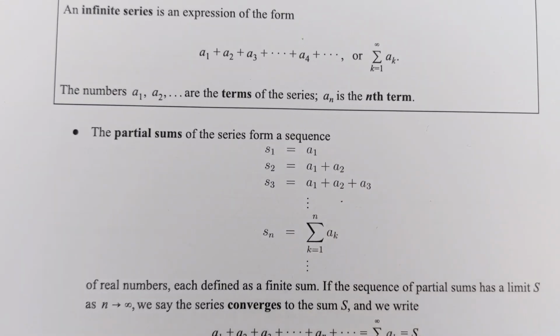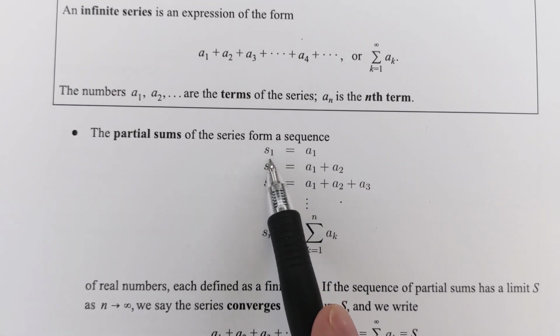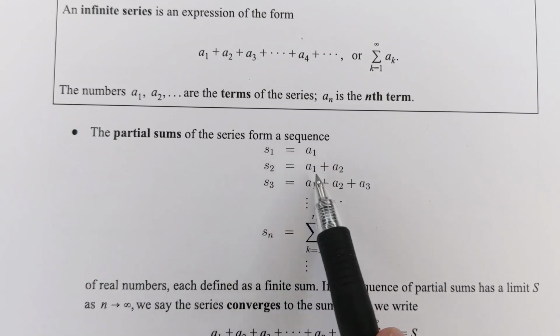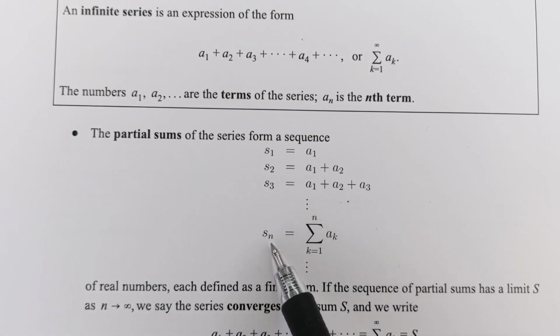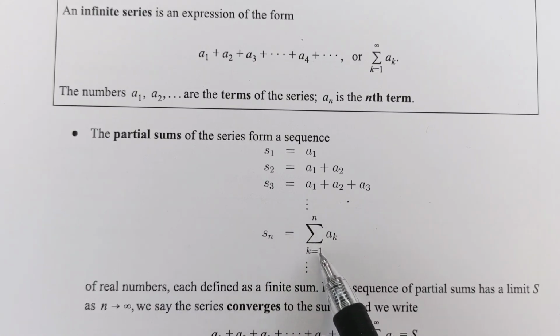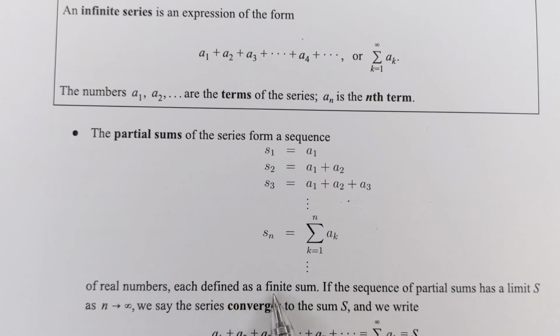So you can also form a sequence with the partial sums. S1 is just the sum of the first term. S2, the sum of the first two terms. S3, the first three terms, and so on. So Sn is the sum starting at the first term up to the nth term of your equation. And then it continues on forever because this is an infinite series, of real numbers, each defined as a finite sum.